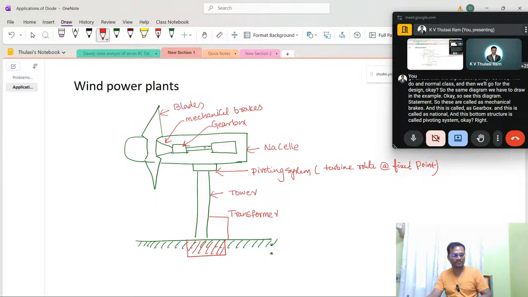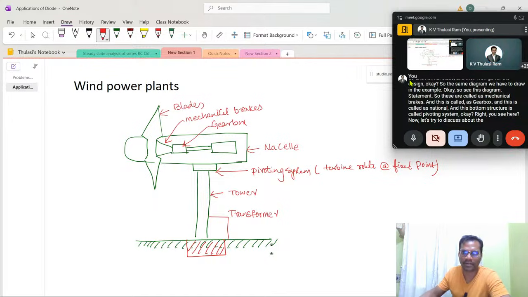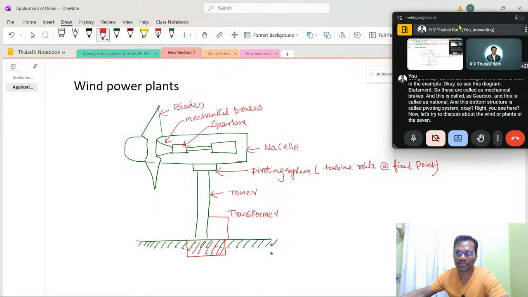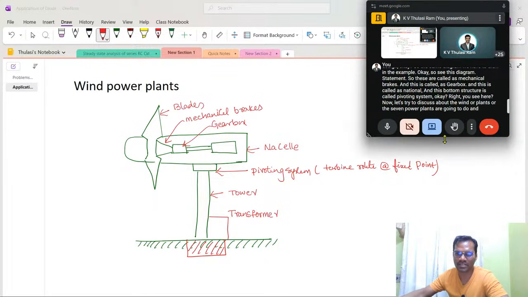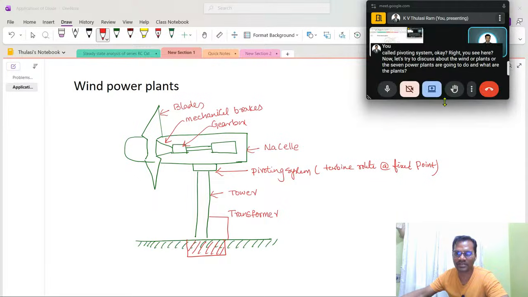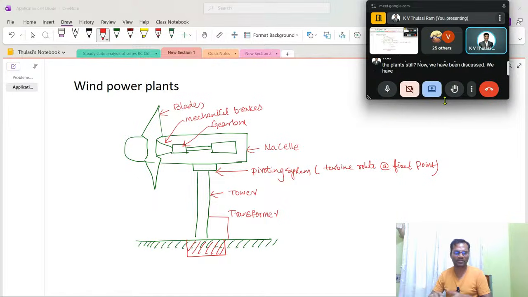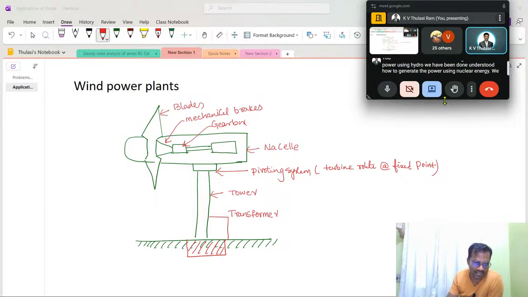Right, you see here. Now let's discuss wind power plants, what these wind power plants are going to do, and what the plants are. Till now we have discussed how to generate power using hydro. We have understood how to generate power using nuclear energy. Now we will understand how to generate power by using a wind power plant.